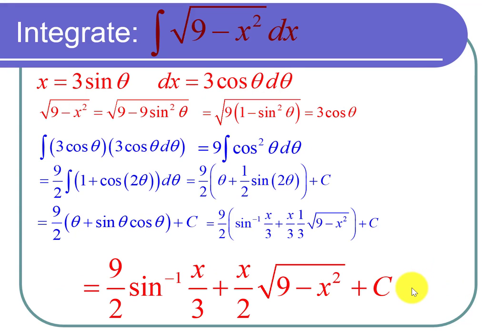Now I can simplify that up a bit. I can multiply the 9 halves through. So I get 9 halves times the sine inverse of x over 3. And then the 9 and the 3 and the 3 in the denominator cancel. We have an x over 2 times the square root of 9 minus x squared plus c. And I'm done with the problem.